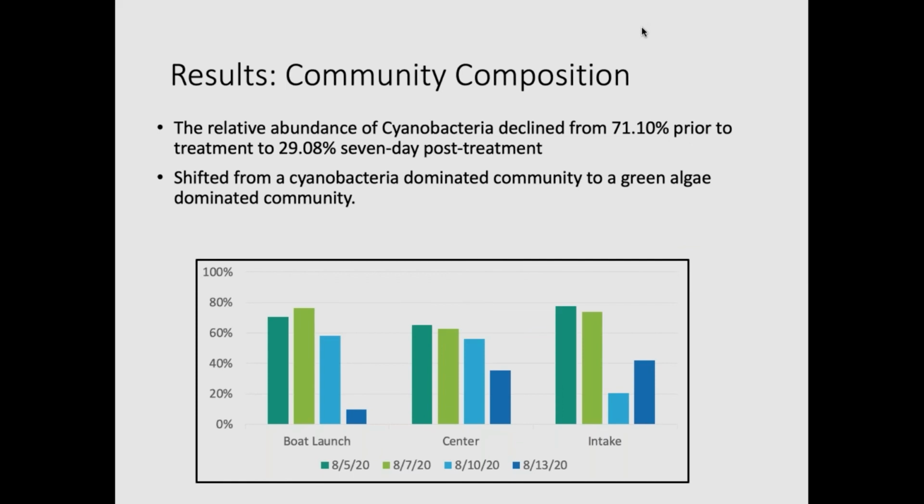Copper sulfate treatment not only changed phytoplankton population densities, but also the community structure. Prior to the treatment, cyanobacteria was the dominant group in the reservoir, with a relative abundance of 71%. Seven days post-treatment, the community shifted from a cyanobacteria-dominated community to a green algae-dominated community with only 29% cyanobacteria.